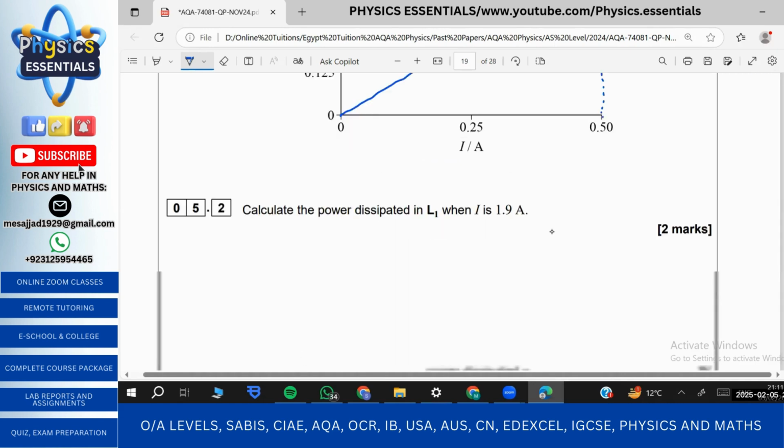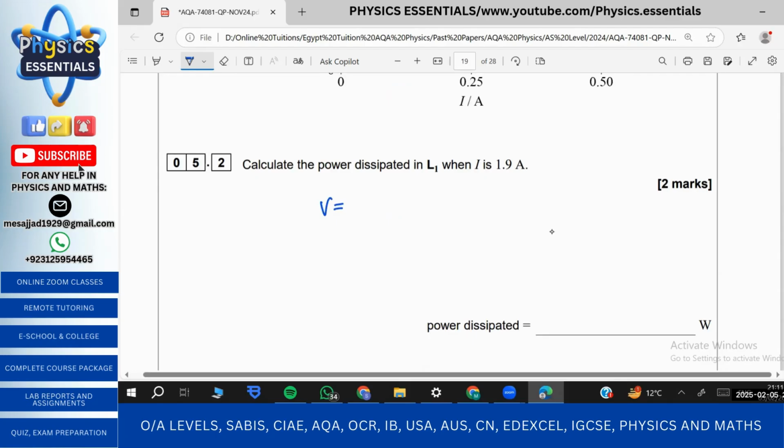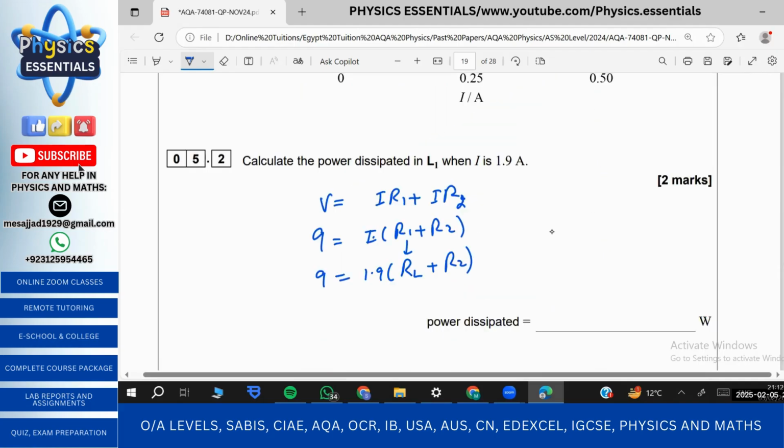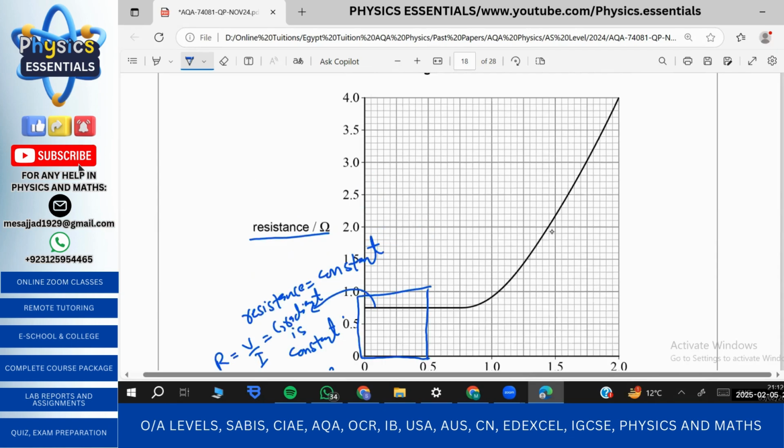So for this question, I will just write V equals IR1 plus V equals IR2, correct? Okay. Now what is V? 9. What is I? I is taken as common. So R1 is actually considered as RL plus R2. Okay. And they have given something here? No. 1.9A, and 1.9A is referred to 1.6, 1.7, 1.8, 1.9.